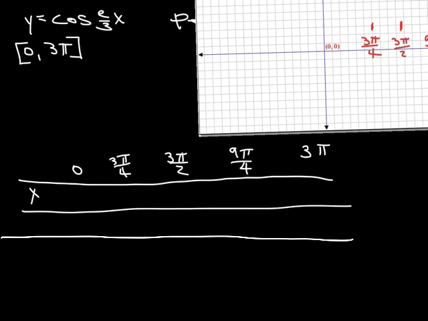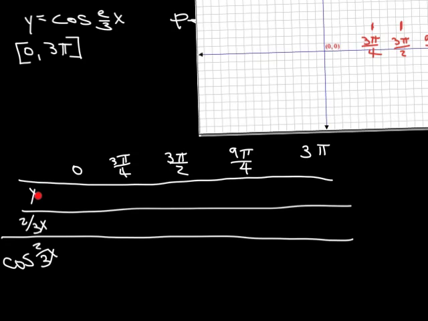Okay, and then I'm going to do 2/3 x, and then I'm going to find the cosine of 2/3 x. What I'm doing here with this graph is trying to find out the y value. The y equals the cosine of 2/3 x. So this row down here is going to be my y values.